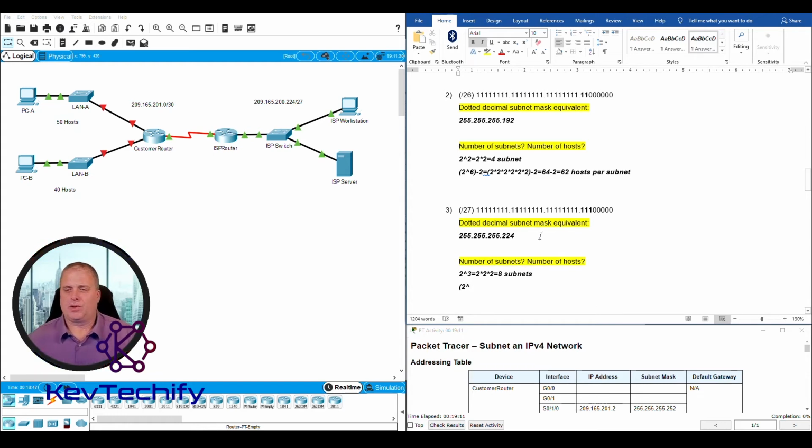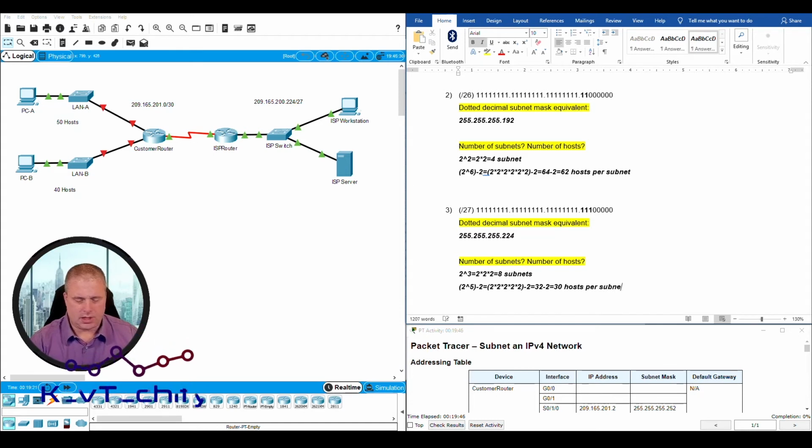2 to the number of bits in the host portion. That's what we have left over. Those are our zeros. We have 5 zeros there. So 2 to the 5th. And we have to take 2 away because you can't use the first one, can't use the last one. That is equal to 2 times 2 times 2 times 2 times 2, 5 2's. Subtract 2 from that total. That gives us 2 times 2 is 4, times 2 is 8, times 2 is 16, times 2 is 32. 32 minus 2 for a grand total of 30 hosts per subnet.